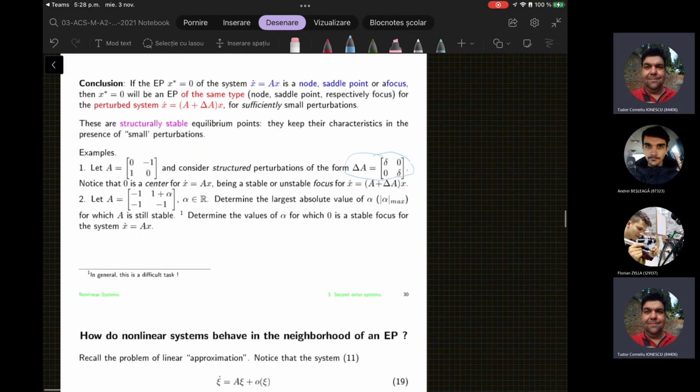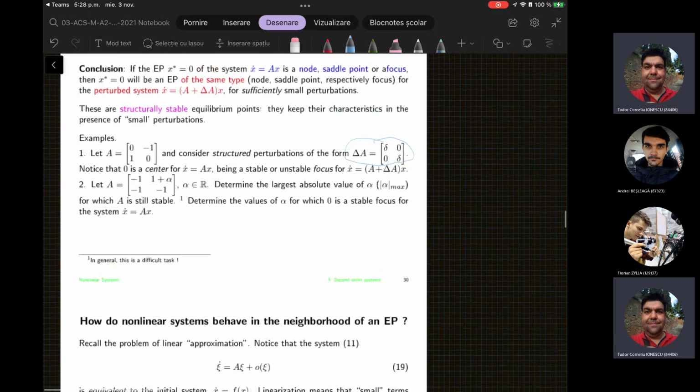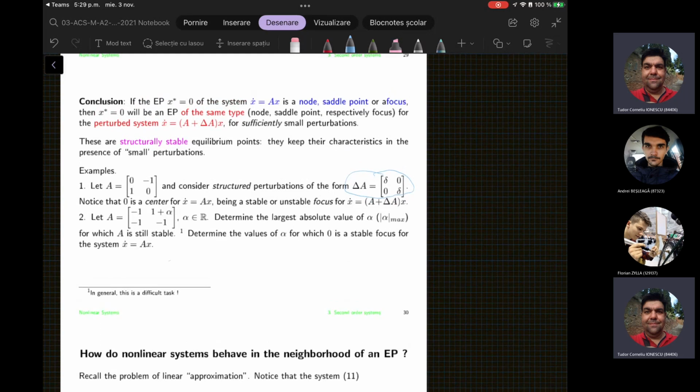A second problem, which I might leave you to find out the answer for yourselves, is you have to determine the largest eigenvalue, absolute value of alpha, for which this system is stable. Okay, this is not a very easy problem to do numerically. Theoretically, it can be done. Determine the values of alpha for which 0 is a stable focus for the system x dot is ax. Okay. All right. You can look at these things yourselves. You can try to do this as a homework. Number 2. Try to investigate it as a homework.